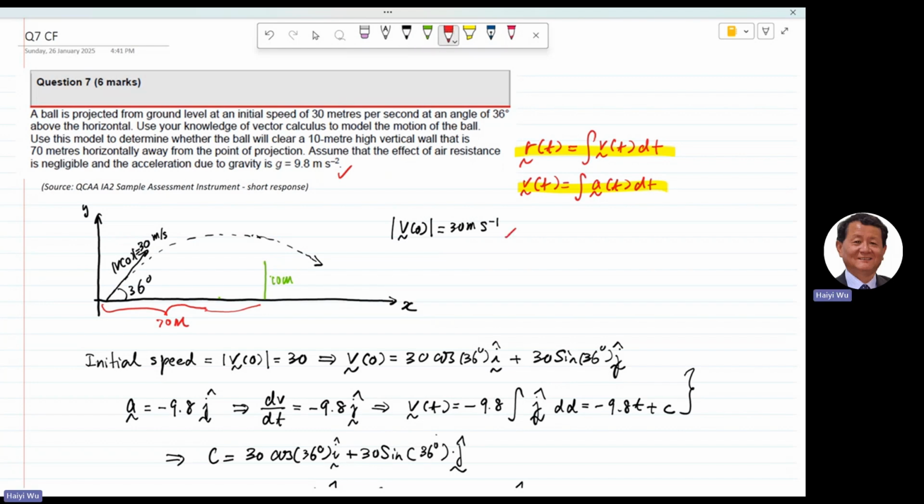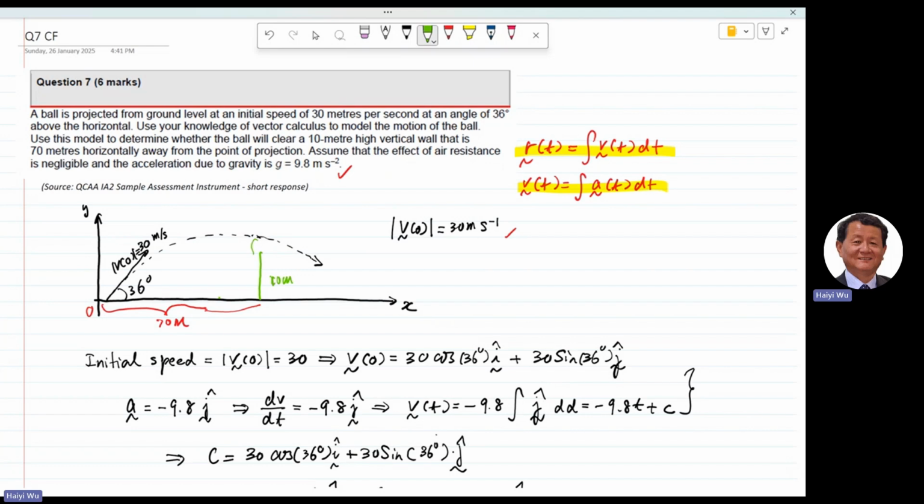So we need to find, there's a wall away from the beginning point. This is the initial point, 70 meters away from the beginning horizontally. The wall is 10 meters tall. We're going to find out whether the ball will pass this wall without hitting it, whether it's above the wall or below the wall. So we need to find that distance.